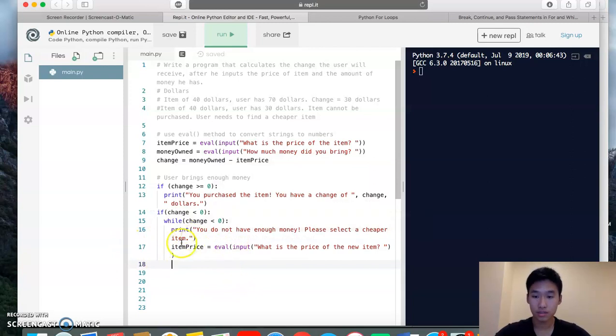So over here, we're telling the user to do something. We're telling him that he needs to pick a new item that is a different price. And when he inputs the new price, the item price will be updated to his most current price.